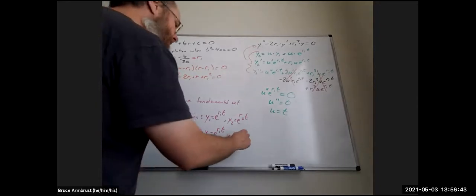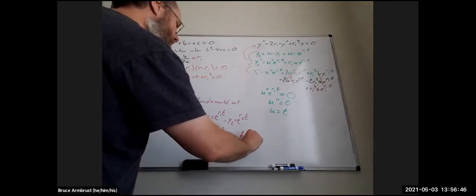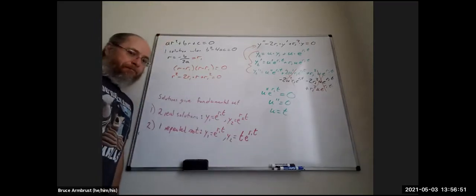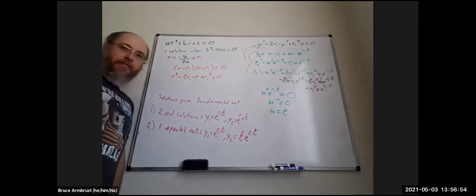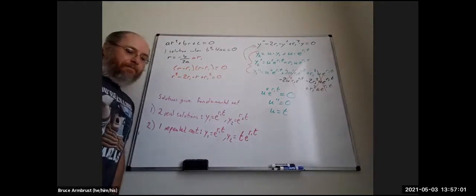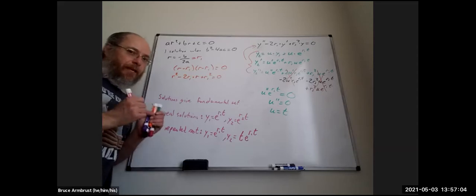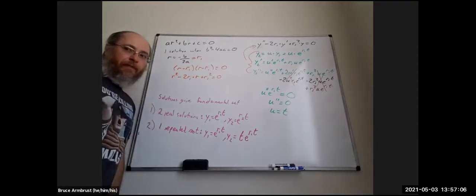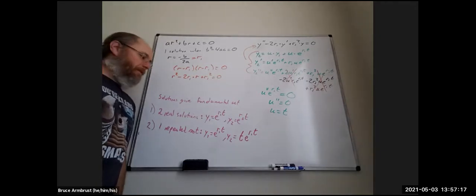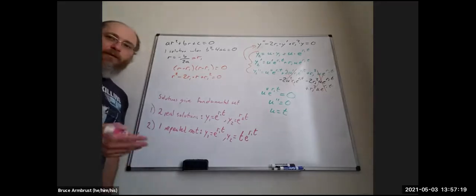So when you're in this situation where you get just the one root, obviously the first function is going to be e to the rt. The second function is going to be t times that. Yay. Okay, this is actually good news because we've solved every single one of these ever. All right, so repeated root, no big deal.